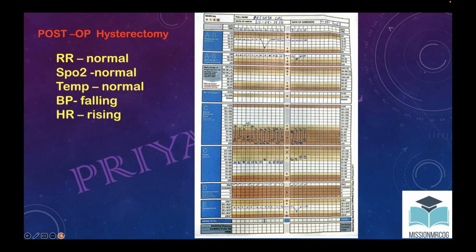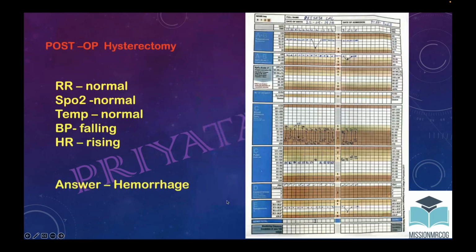Because blood pressure is falling and heart rate is increasing, maybe internal hemorrhage. Yes, so the answer is internal hemorrhage. Post-operative patient, blood pressure falling, and the heart rate rising. So the answer will be hemorrhage.